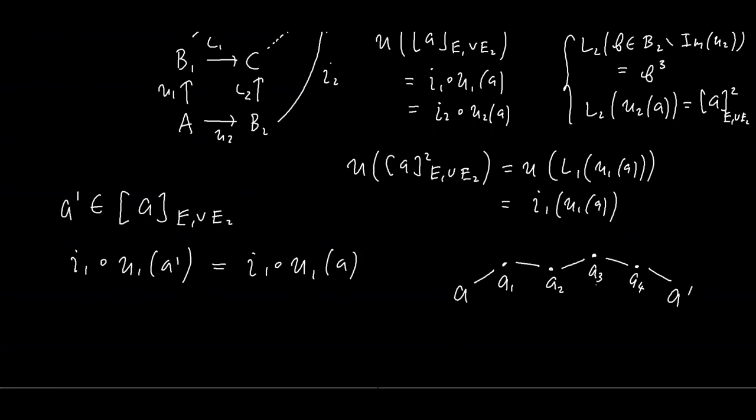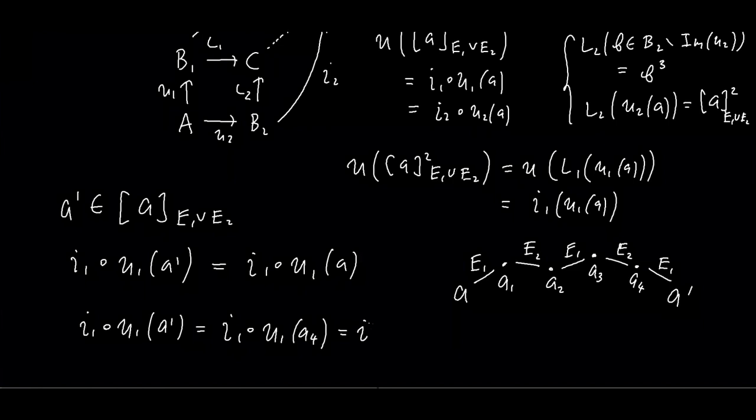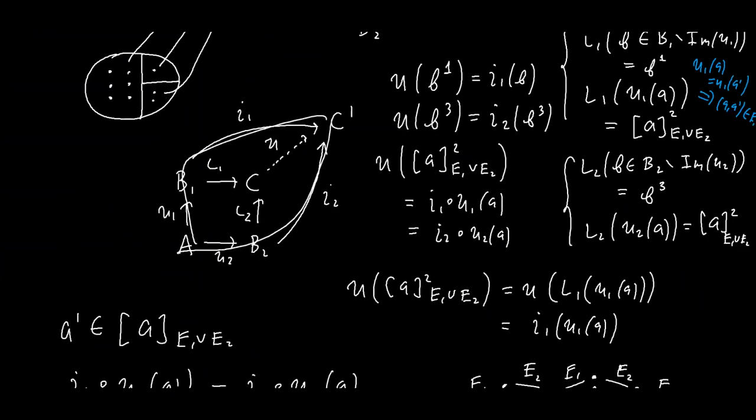5, where this one is related by E1, those are related by E2, these are related by E1, those are related by E2, and these are related by E1. Okay, fine. Now we start computing. So iota 1, U1 of A prime. Remember what being related by E1 means. It means that U1 of this is the same as U1 of A4. So then it will be equal to iota 1 of U1 of A4. But of course, iota 1 of U1 of A4 is the same as iota 2 of U2 of A4, because this thing here commutes.